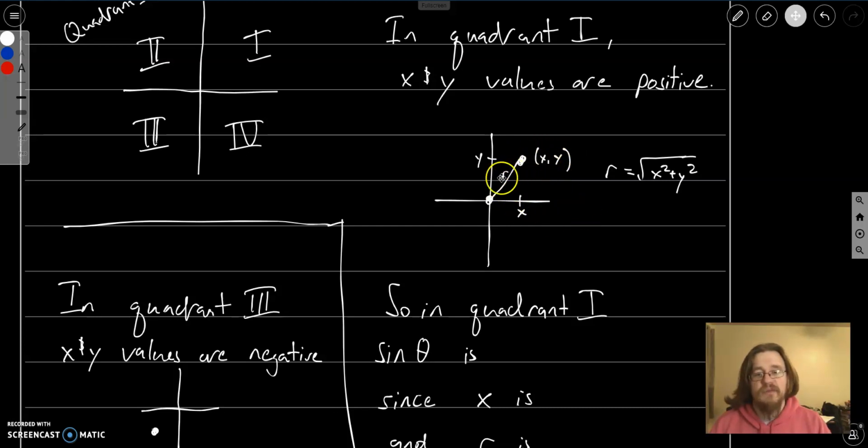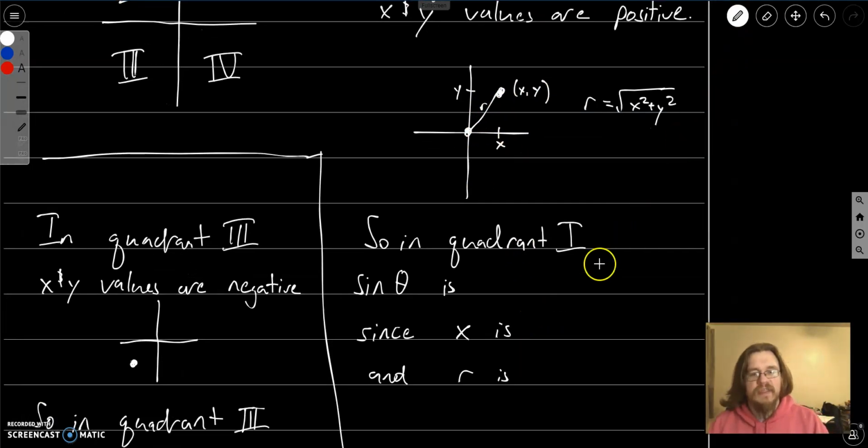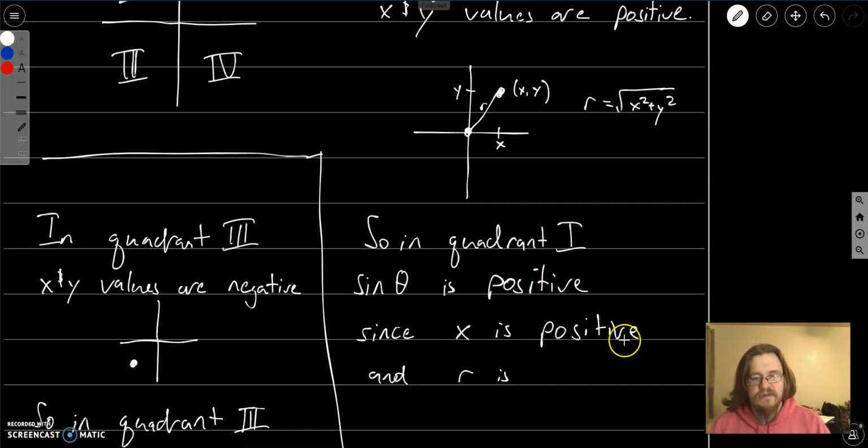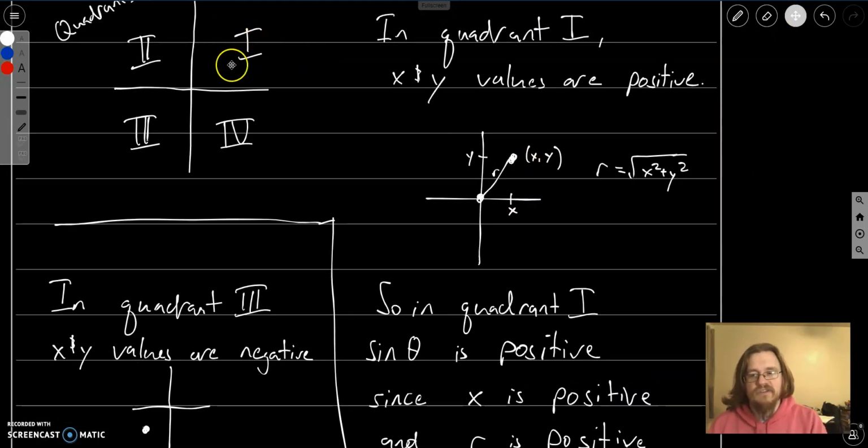So if I take x divided by r, y divided by r, r divided by x, x divided by y, it doesn't matter which one, they're all positive. So in particular, the sine of an angle is positive, since y is positive and r is positive. So in quadrant 1, all of our trig functions are going to be positive, since x, y, and r are all positive up here.